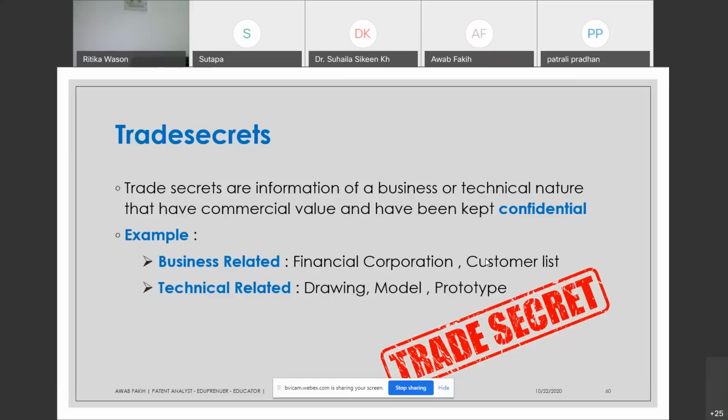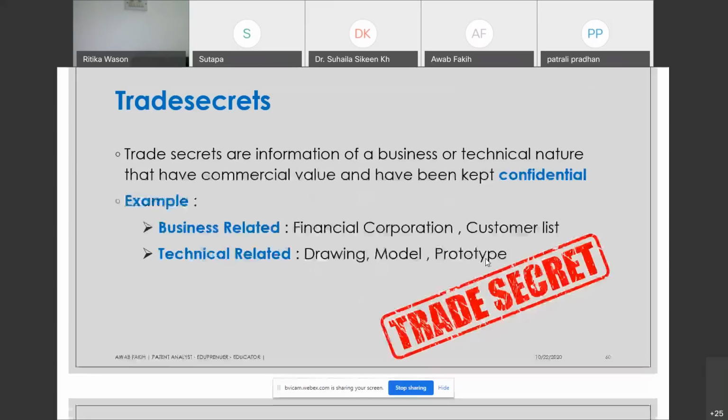It could be technical related, it could be a drawing, a model, a prototype, and so on. So in trade secrets, the confidential property is not a property since it is not registered. Because in trade secret, there is no act, no rules, right, my dear friends? So there is no registration at all. If you say the confidential property, there is nothing known as property over here, because unless it is protected, you cannot call it a property. You can call it a trade secret for your business. That is what we have to take care of.